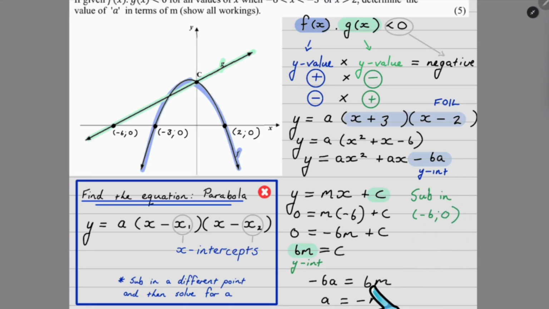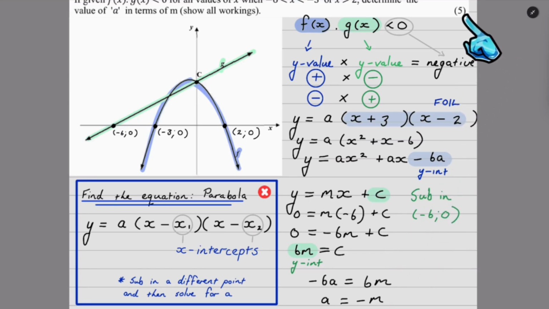And 6 divided by negative 6 will just give you this negative 1 in front. The 6's cancel. And a equals negative m will be our final answer. Yes, this is a level 4 question if I've ever seen one.